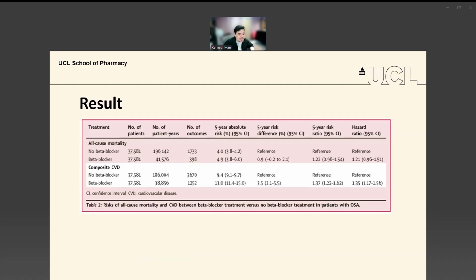It's relatively not important, but we found our result a little bit weird. We find an increased risk of beta blocker use among individuals with sleep apnea, with roughly a 35% increase in composite cardiovascular outcomes. We do not see a significant increased risk for all-cause mortality, but it's kind of tricky. We are having a hazard ratio of 1.21. So that leads to some discussion in our study, but this is the result that we have.